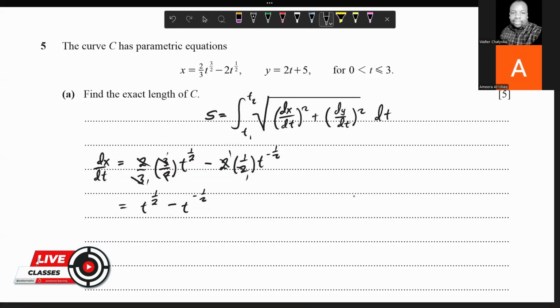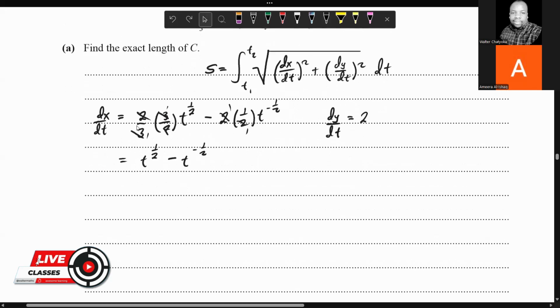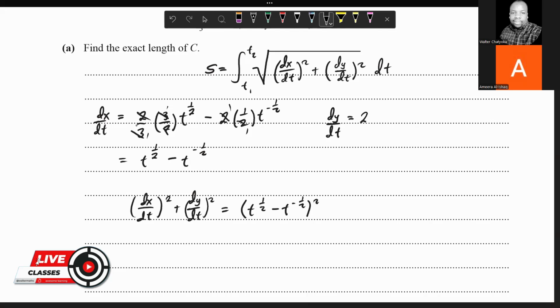Now, we also are going to look for dy by dt, and here that's just going to be 2, differentiating here we only get 2. All right. So now that we have this, we're going to find dx by dt squared plus dy by dt squared, which would be t to the power of a half minus t to the power minus a half, squared, plus 2 squared, basically.